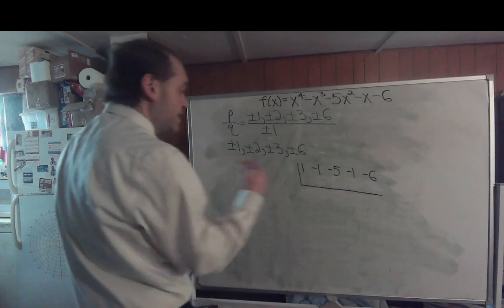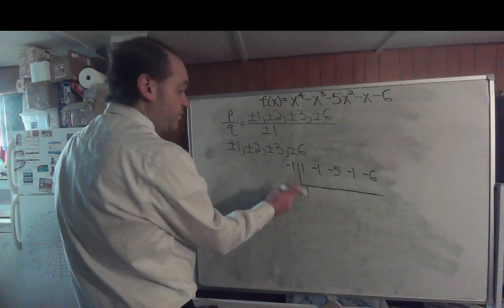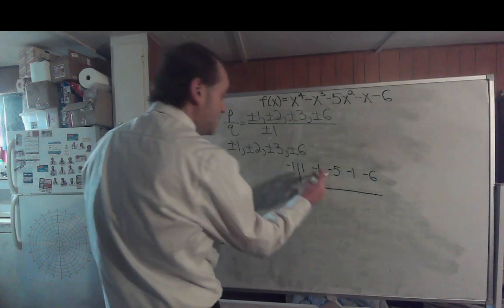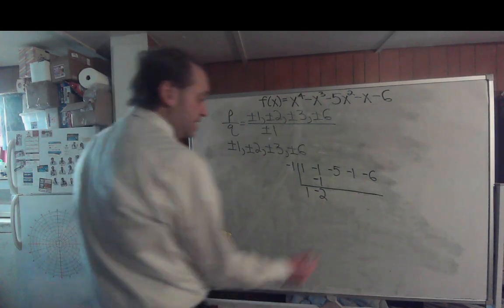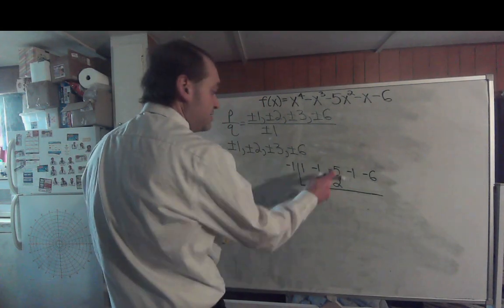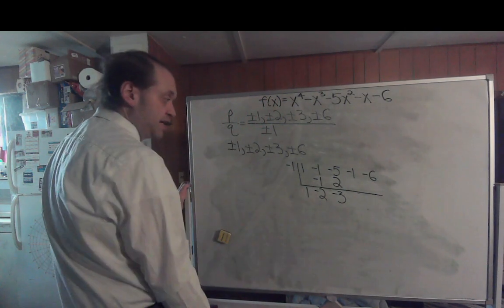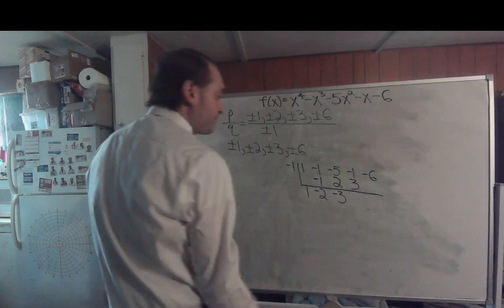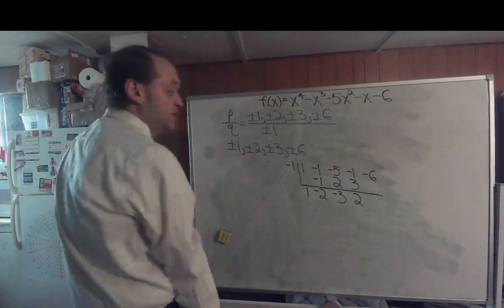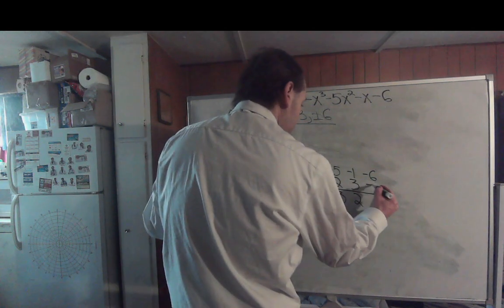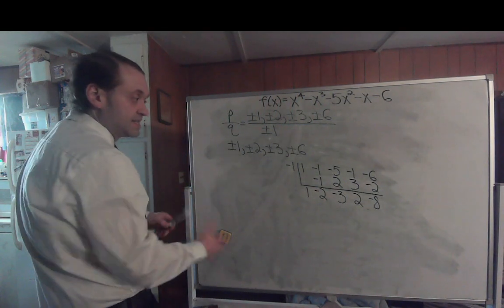All right, so what if we try -1 this time? Bring down your 1. -1 times 1 is -1. -1 minus 1 is actually -2. -1 times -2 is +2. Now -5 plus 2 is -3. -1 times -3 is +3. -1 plus 3 is +2. -1 times 2 is going to be -2. -6 minus 2 is -8. We still have a remainder of -8. That's definitely not going to work.